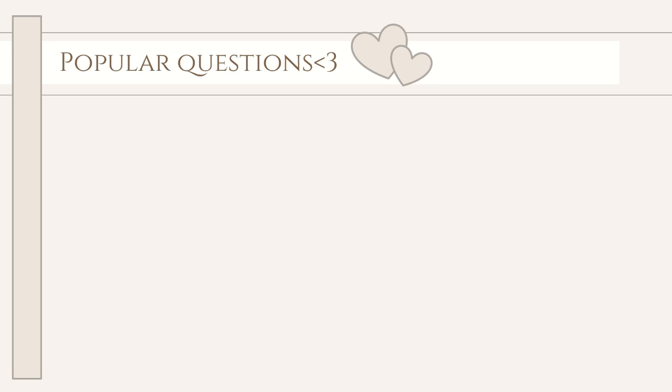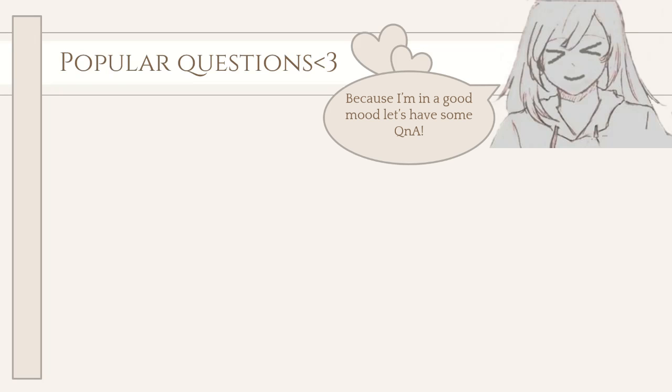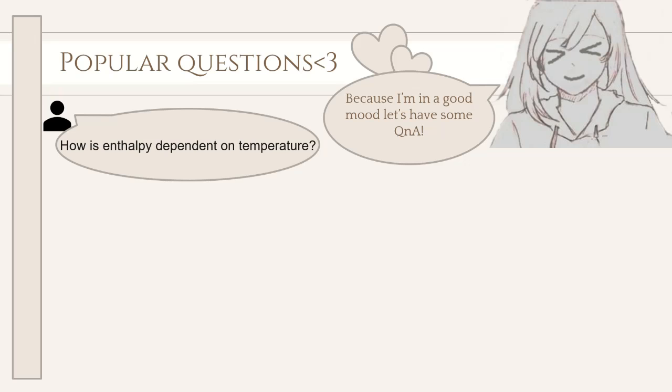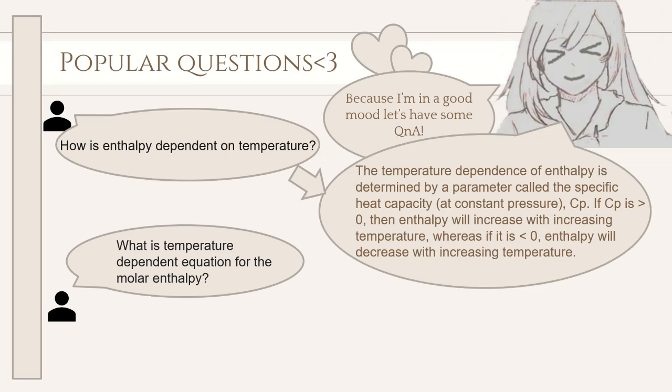We came to the section of popular questions. Because I'm in a good mood, let's have some Q&A. How is enthalpy dependent on temperature? The temperature dependence of enthalpy is determined by a parameter called the specific heat capacity at constant pressure, or Cp. If Cp is more than 0, then enthalpy will increase with increasing temperature, whereas if it's less than 0, enthalpy will decrease with increasing temperature.